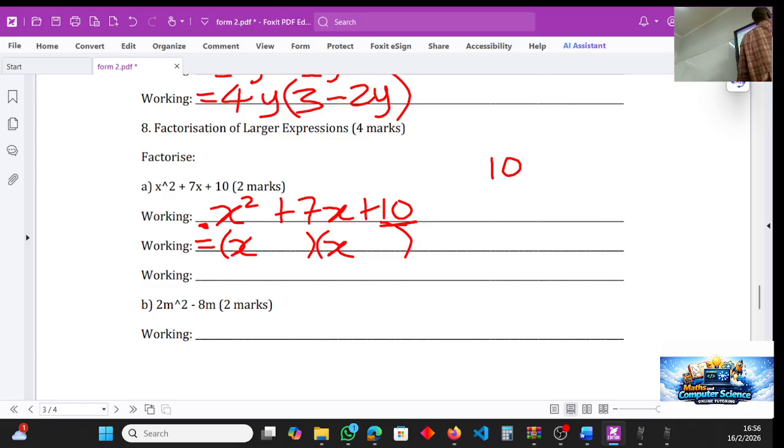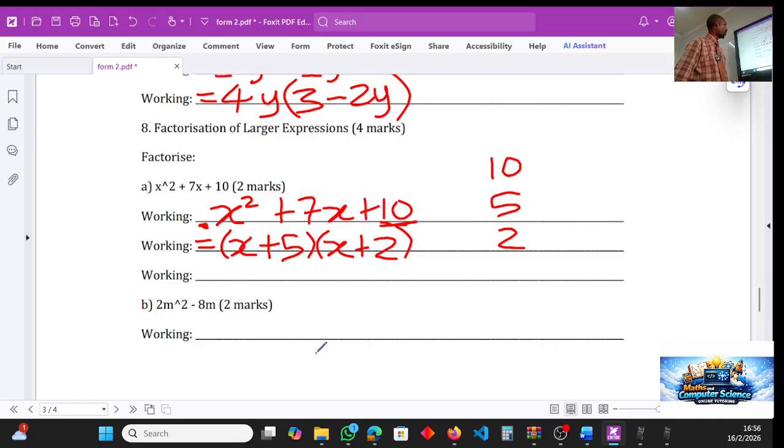So with 10, what we'll do is we'll think of two numbers such that when you multiply them, they give you 10, but when you add them, they give you 7. Those numbers are going to be positive 2 and positive 5. So those are the numbers which will come inside the brackets like that.